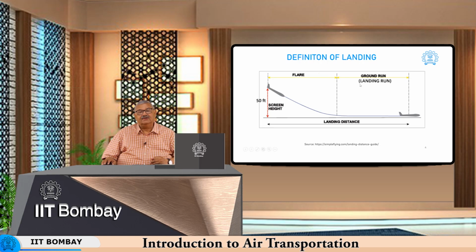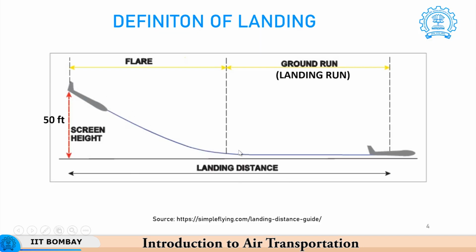So, the contrast between landing run and landing distance is that the landing distance includes the air time in the air, in the flare, and the landing run or the ground run is only when the aircraft wheels have hit the ground and to a point where they come to a stop. Therefore, landing run is going to be always less than the landing distance, just like the takeoff run is going to be always less than the takeoff distance.